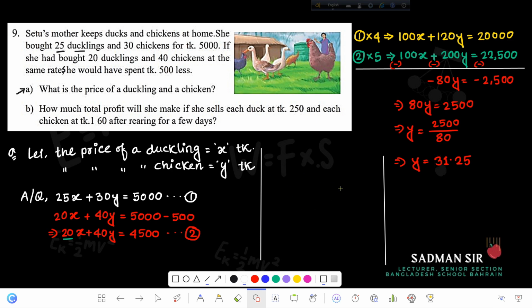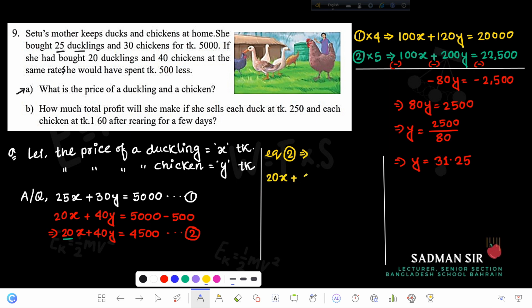As I have some space here, I will do the rest of the calculation here. But remember the serial. First you have to write this, then this part, and then the following part. Okay. So equation 2 will become now: equation 2 is 20x plus 40y. Y is this one, 40 into 31.25 equal to 4,500.